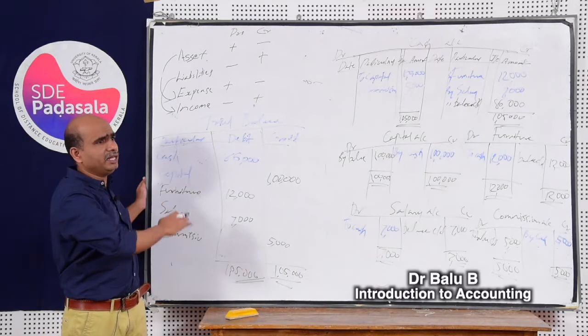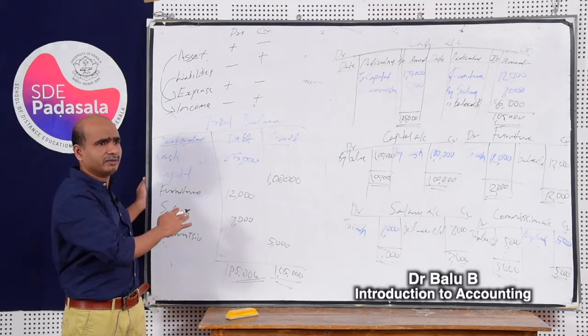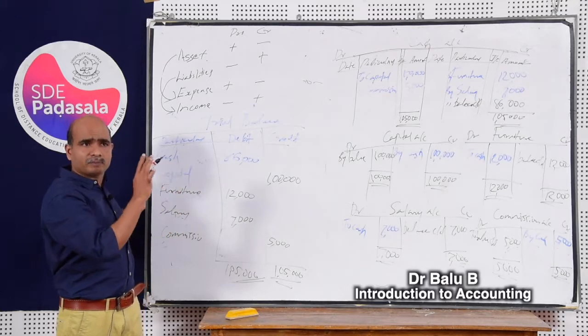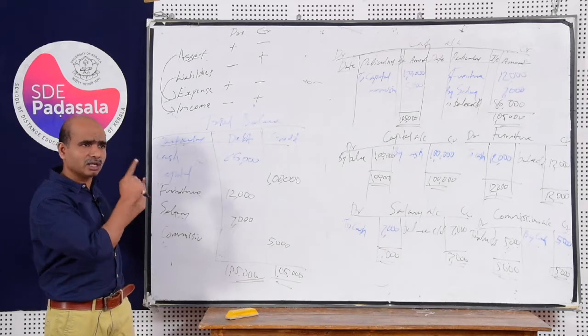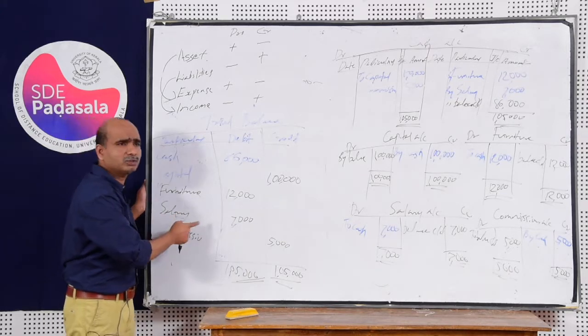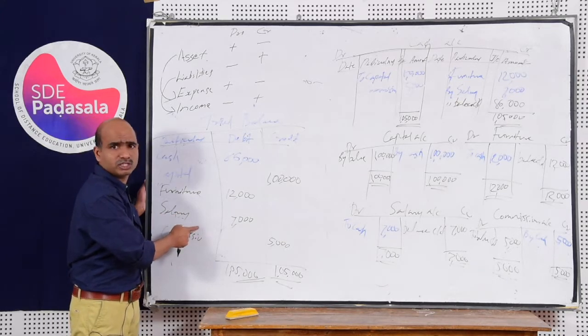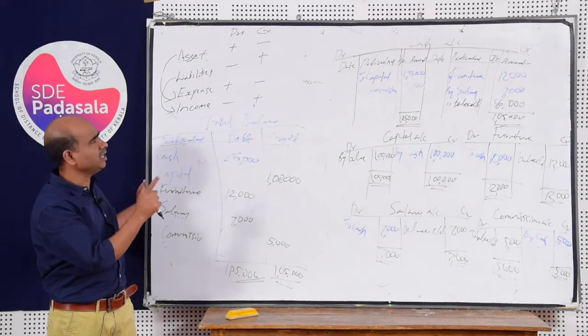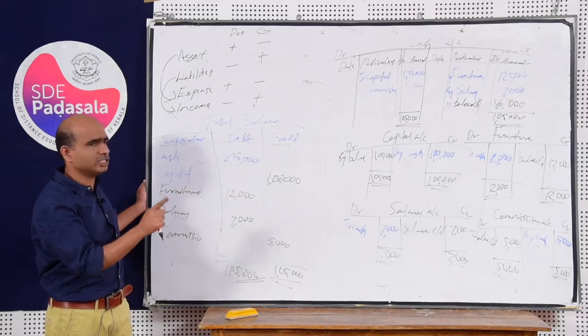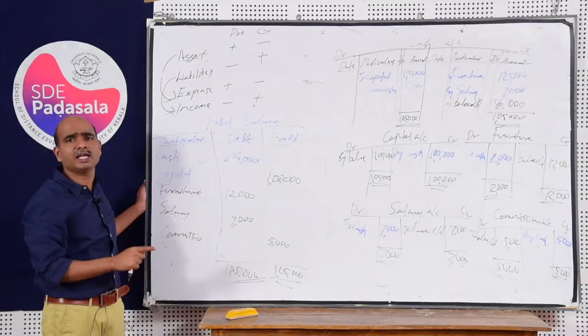So, the main portion is covered here, only the recording part and the classifying part. The last part is the summarizing part. This is not the summarizing part, this is just for the purpose of understanding the arithmetical accuracy only, and the last part, the summarizing stage, we will discuss in the next section, that is the preparation of profit and loss account and a balance sheet.